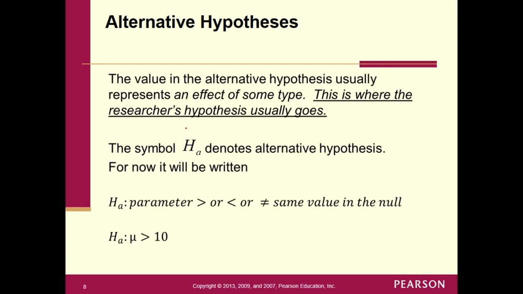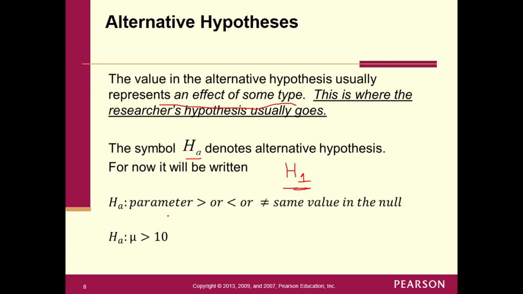This is usually where the researcher's hypothesis goes, and it usually represents an effect of some type, that something is there. The symbol for the alternative hypothesis is H sub a. This is the symbol that this book uses. Other books will use H sub 1. Don't freak out if you get into another course and they use H sub 1 for the alternative hypothesis. They're interchangeable, H sub a and H sub 1. This book uses H sub a, so that's what we're going to use from now on.